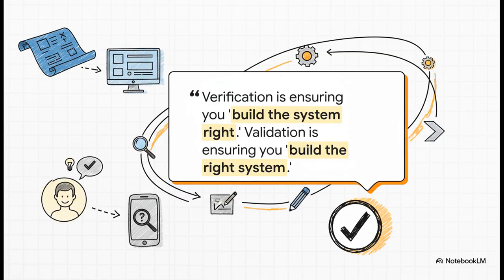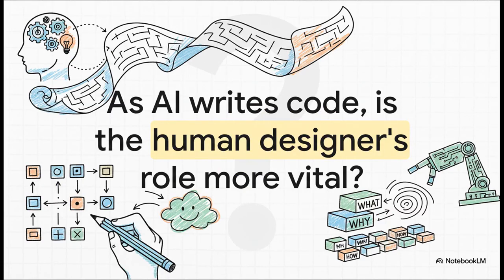And here is the absolute key distinction that good design helps us get right. Verification asks, did we build the system according to our blueprint? That's building the system right. But validation asks a much deeper question. Does the system we built actually solve the user's real problem? Are we building the right system? The whole point of the design process is to make sure the answer to both of those questions is a huge yes. Which leaves us with a really fascinating question to think about.